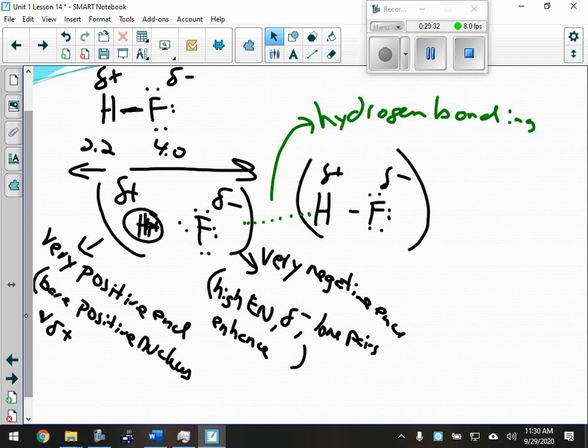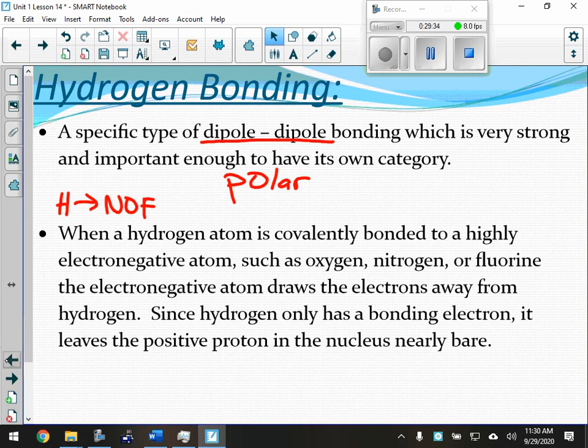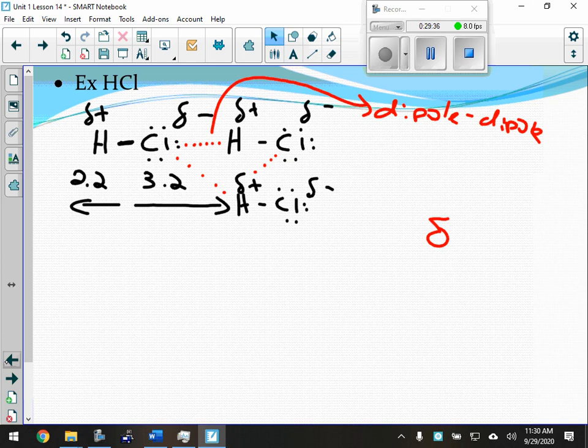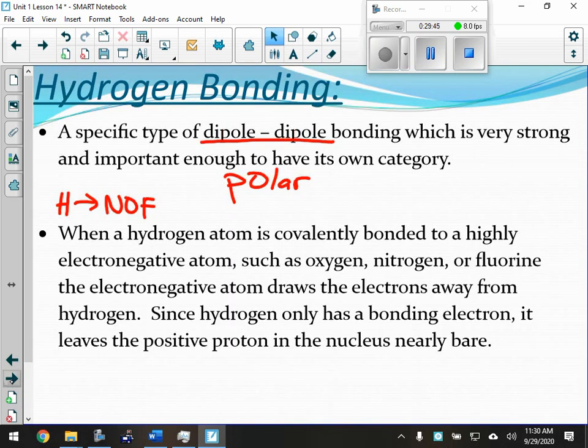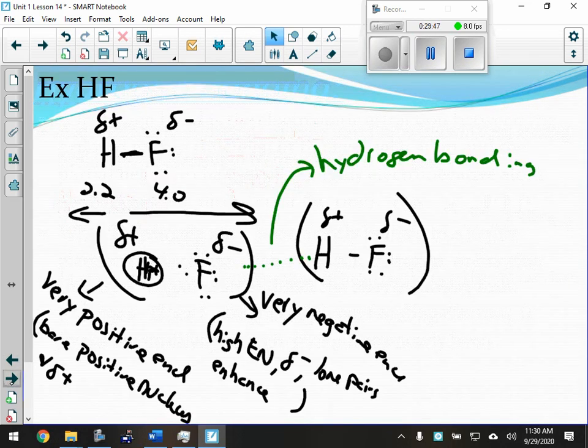Remember this one here. By the way, look at the difference between these two. HCl, we said that that was a gas, yes? So what does that mean for this one? Does that mean that this is strong enough to change it from a gas to a liquid? Because that's what we're talking about here. How strong is that intermolecular force?